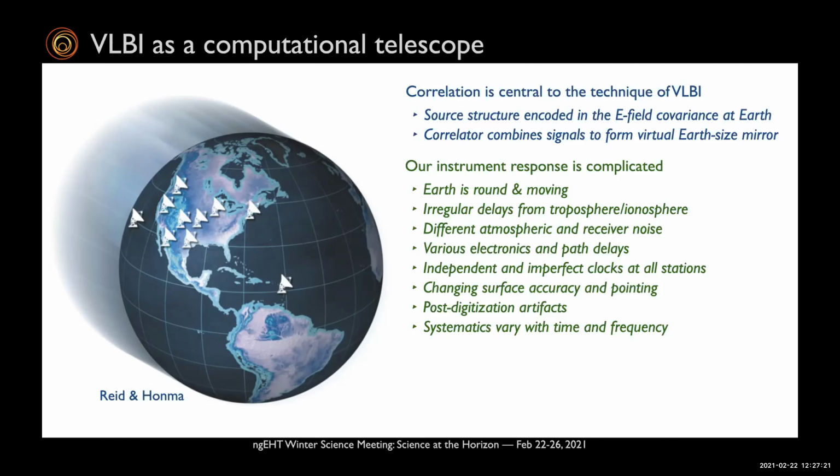We have issues, or at least challenges, with surface accuracy and pointing at high frequencies, and possible post-digitization artifacts which crop up. And really none of these are known a priori with the sufficient sensitivity that we need to be able to extract the science we want. So they have to be, in a sense, modeled and fitted, at least in a residual fashion after the fact. And all these systematics, for the most part, vary with time and frequency. So they are quite complicated, and there are a large number of parameters that describe the entire system.